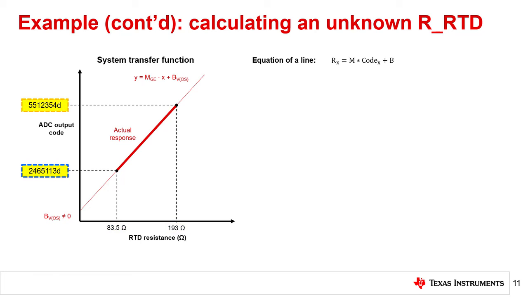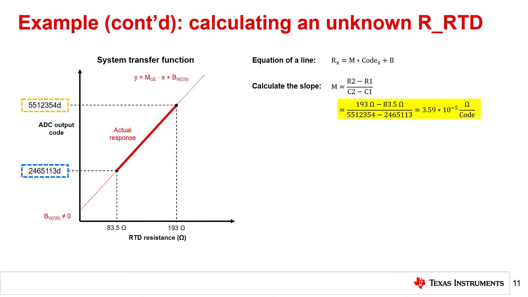Because this is an arbitrary example, we need to choose values for the calibrated ADC codes. In a real system, however, these values would be measured and output by the ADC. In this example, let's choose code cal low to be 2,465,113 and code cal high to be 5,512,354, both in decimal.